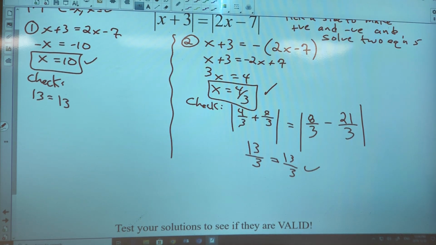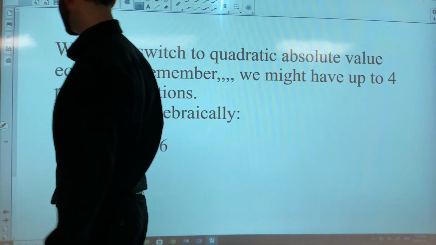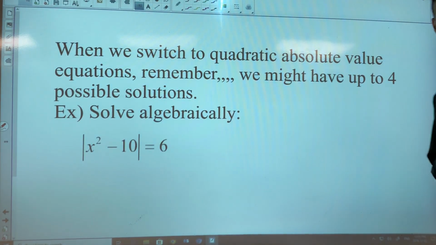All right, we can do some quadratic ones too. I said we weren't going to do it today, but I lied. So we solved a bunch of linear equations. Solving the quadratic ones is exactly the same. It just might involve some factoring.